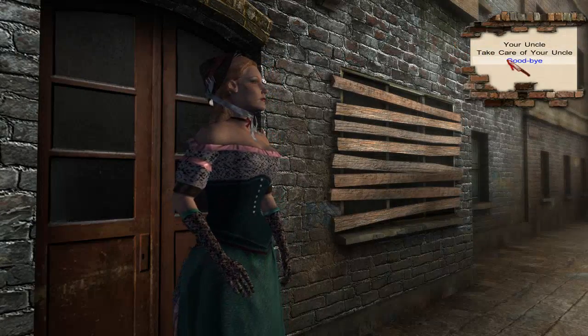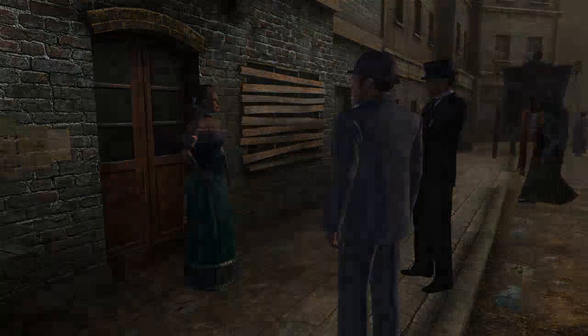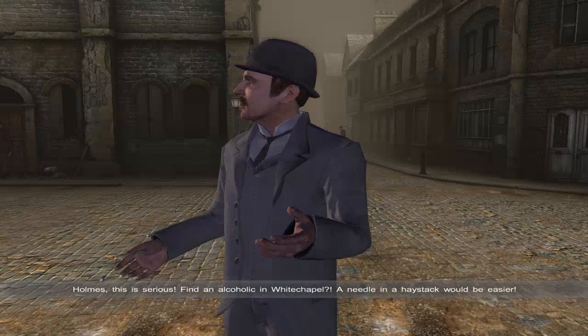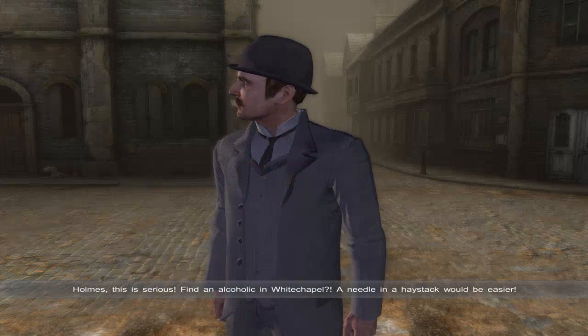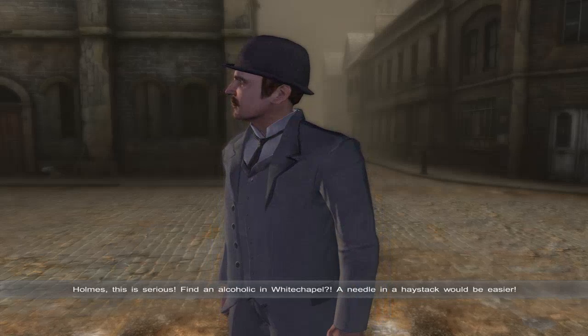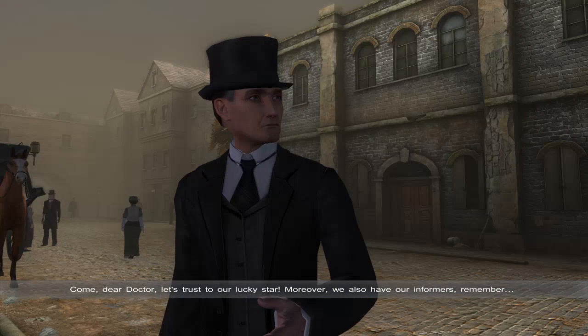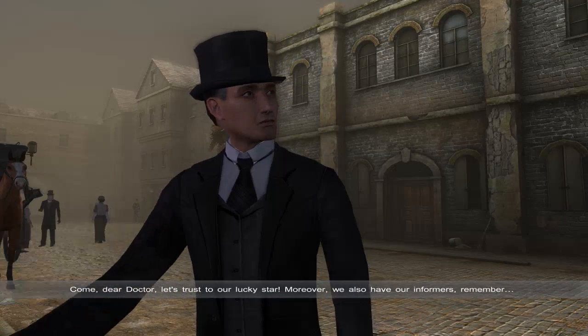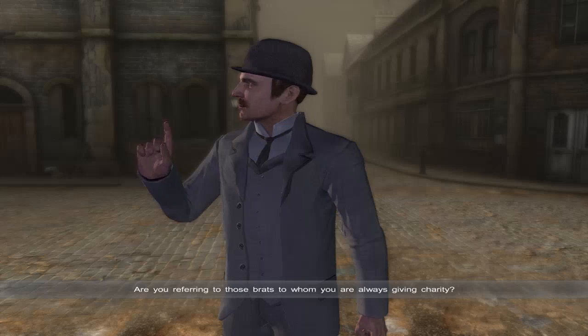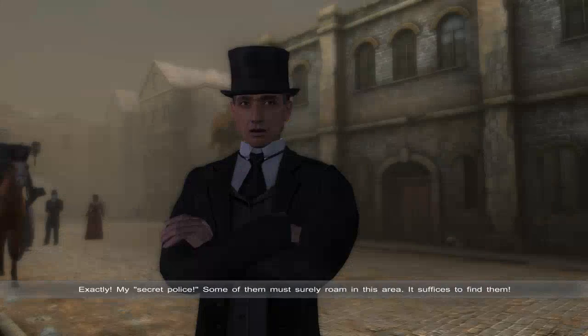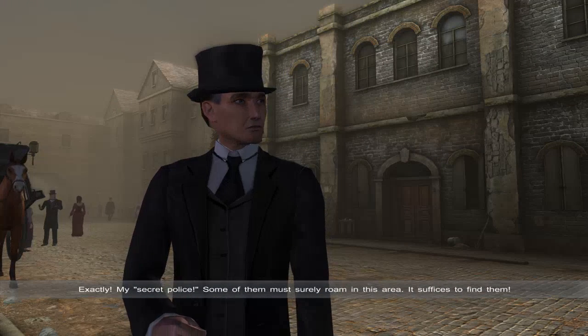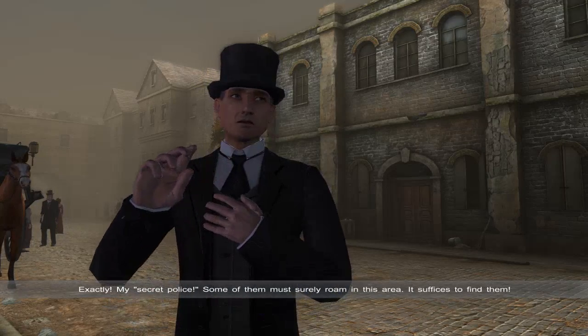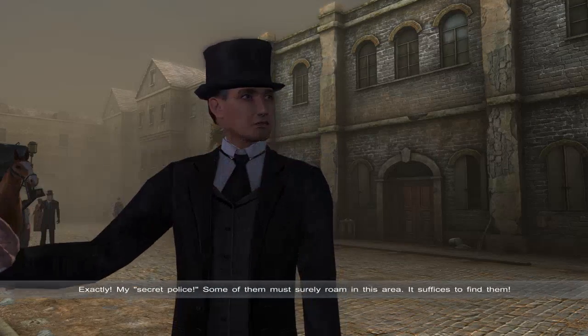We will find him. Holmes, this is serious. Find an alcoholic in Whitechapel. A needle in a haystack would be easier. Come, dear doctor, let's trust to our lucky star. Moreover, we also have our informers, remember? Are you referring to those brats to whom you are always giving charity? Exactly, my secret police. Some of them must surely roam in this area. It suffices to find them.